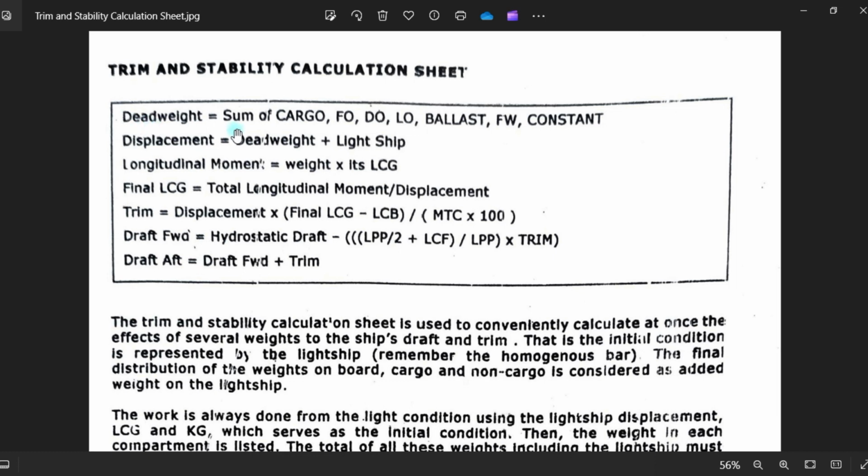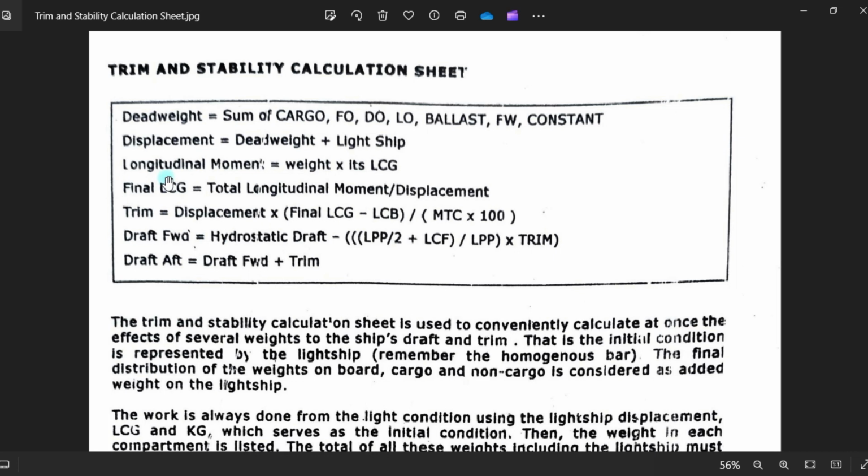Let's say deadweight equals the sum of cargo, FO, DO, LO, ballast, freshwater, and constant. You add all of this, then you will have the deadweight. And to get the displacement, the formula is deadweight plus light ship.